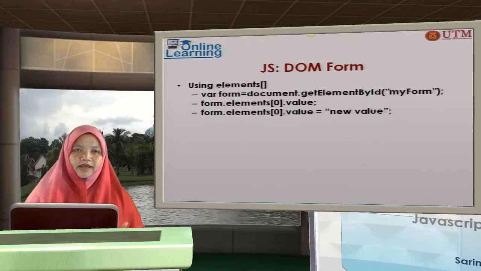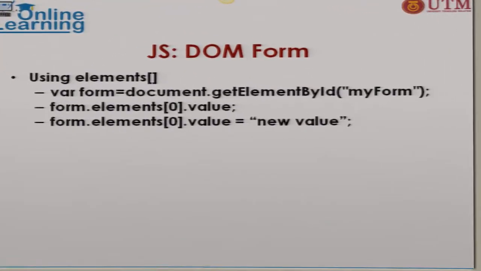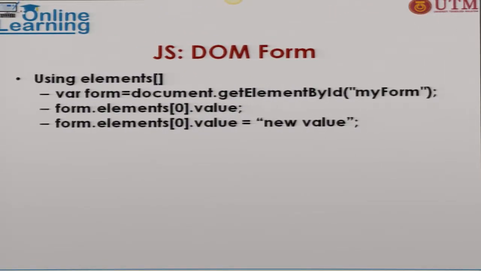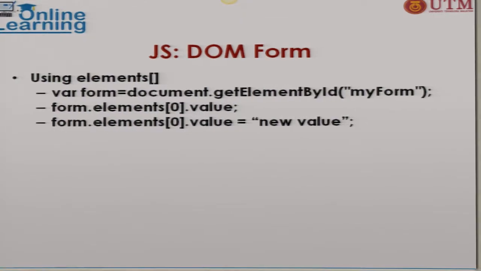And the method that you have to use is elements, because it applies to an array, right? var form = document.getElementById, so you call the form name. For example, here is my form, and then form.elements.value, and the last one is form.elements.value equal to the new value that we insert by the user.